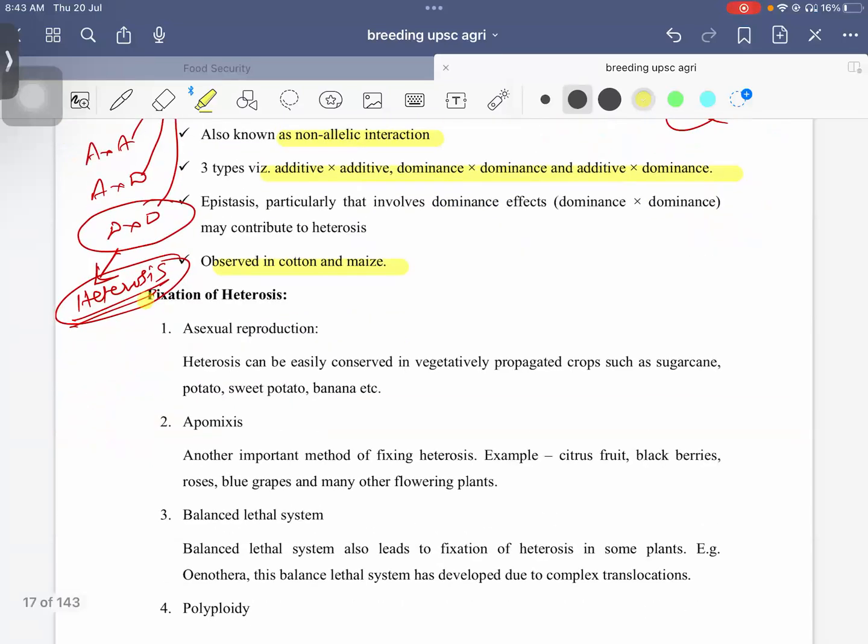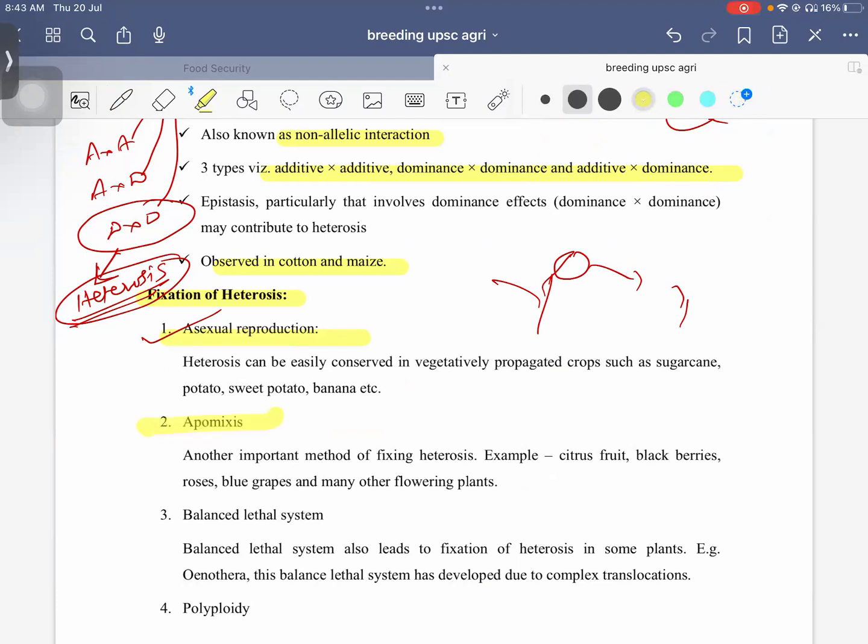Next, a very important concept is fixation of heterosis. These are the things you should know. First is asexual reproduction, because the heterosis is fixed. Your one plant is there, then you use its part and go for planting. So the heterosis is conserved. That is one way.